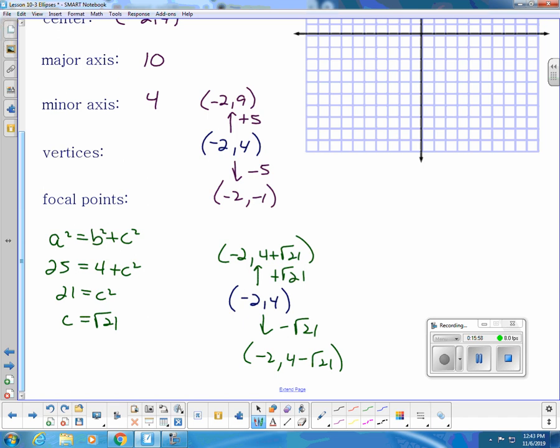That makes sense? Did we get all of it? The center is always in between the focal points, or in between the vertices, or in between the minor axis endpoints. It's always the midpoint. Okay? Any questions?